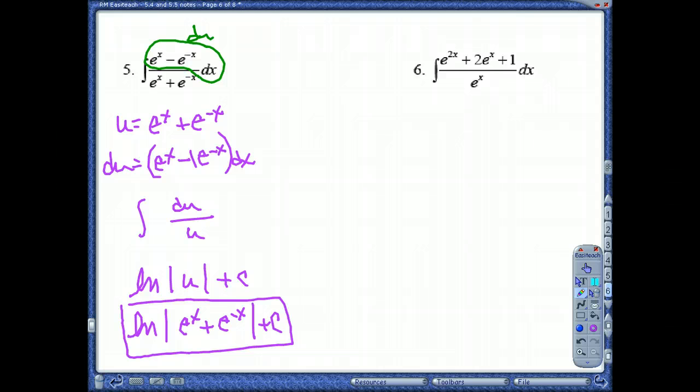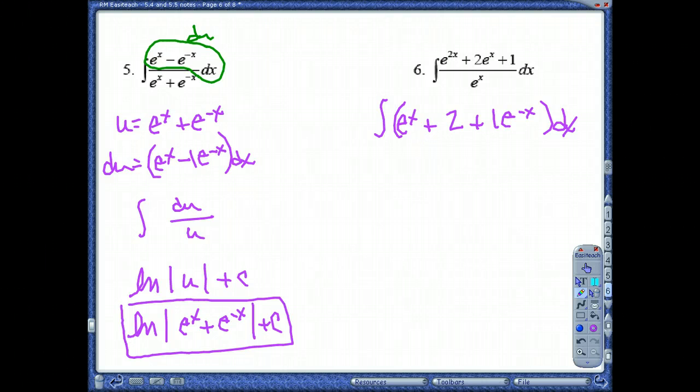6 is a little bit different. Even though I have more than one exponential, I'm not going to use the same method I did in number 5 because I can literally divide these. When I look at this, I can take e to the 2x divided by e to the 1x. Remember, when you divide, you subtract your exponent. So 2x minus 1x is 1x. That's going to be plus 2 because the e to the x's cancel. And then I've got plus 1e to the negative x.